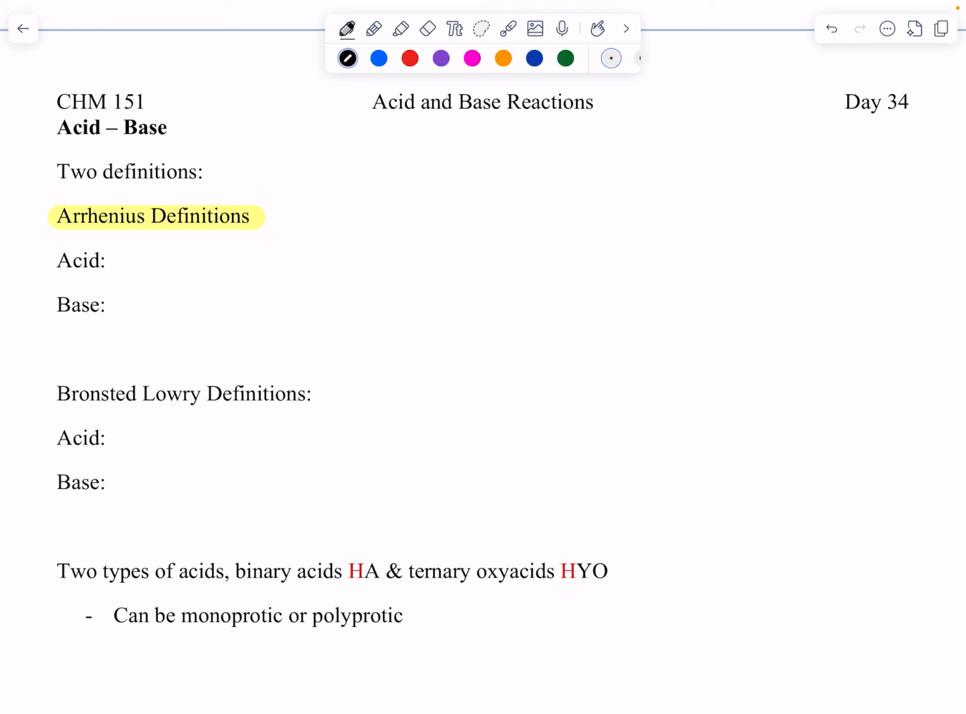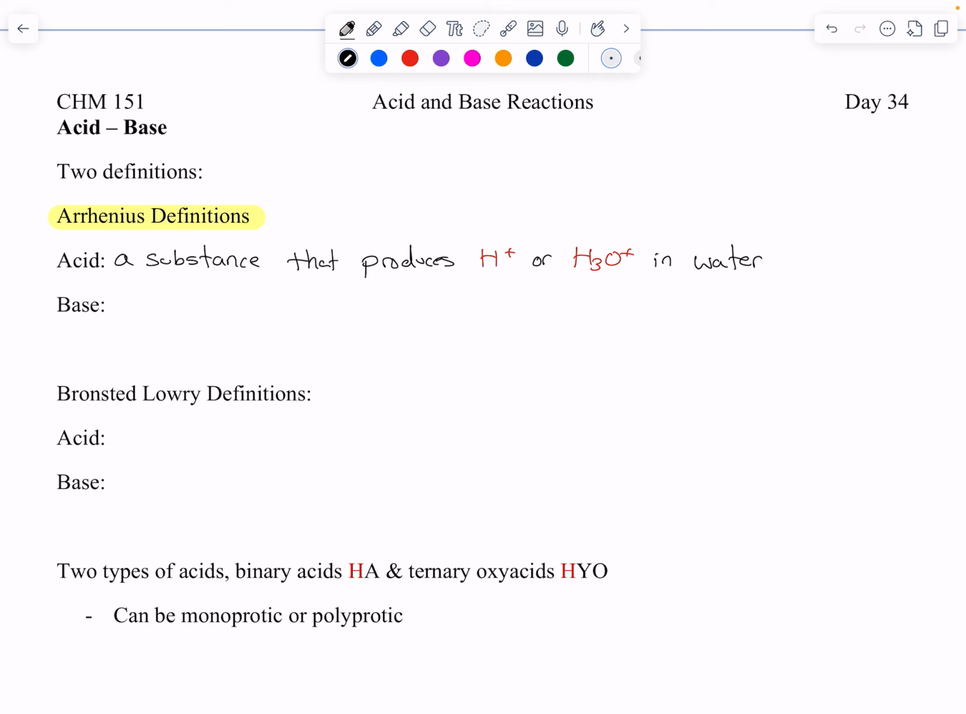So the Arrhenius definition: an acid is a substance that produces H plus or H3O plus in water, in aqueous solution. And so we know H plus, H3O plus, that's the same thing.